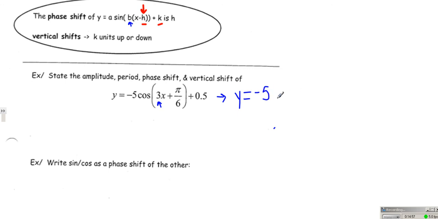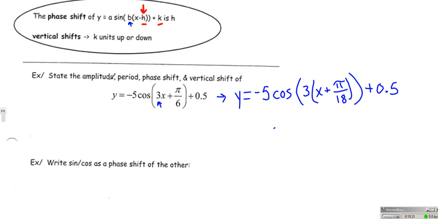We're going to have the same coefficient on the outside, and then on the inside we're going to factor out a 3. So 3 times x is 3x. And then we ask, what can we multiply by 3 to get pi over 6? Because we're factoring a 3 out of that as well. Pulling out a 3, we get pi over 18. 3 times pi over 18 is pi over 6. And that doesn't affect our vertical shift on the end. Okay, so now we're in transformation form.